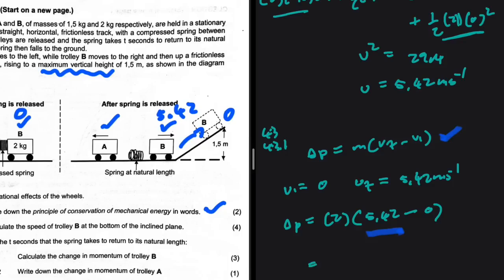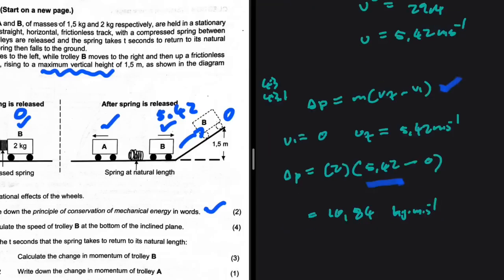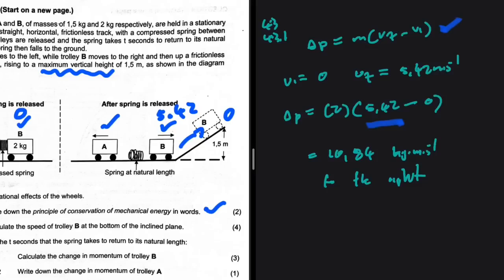So 2 multiplied by 5.42 is equal to 10.84 kg meters per second to the right. This is the change in momentum of trolley B. While trolley A, write down the change in momentum of trolley A, that is 3.2, right? It is going to be the same, but in the opposite direction.